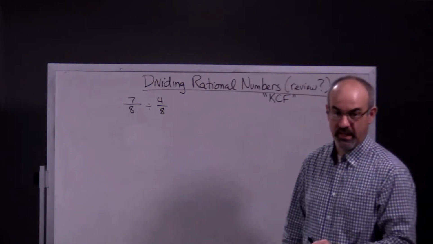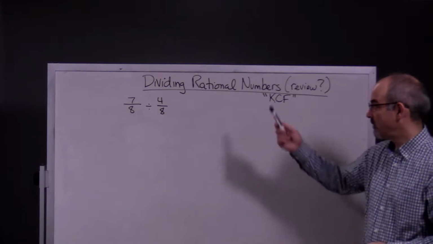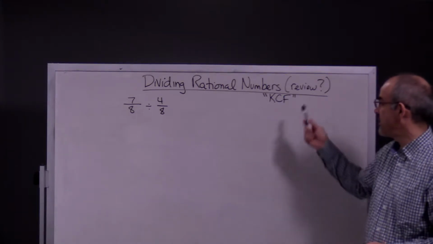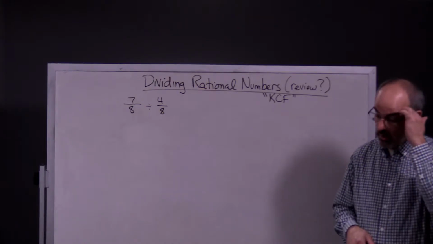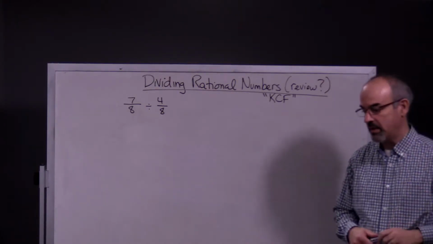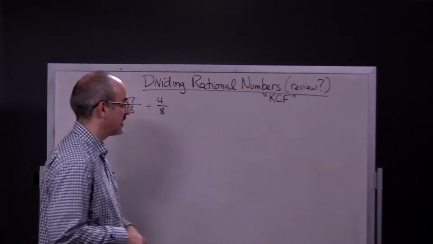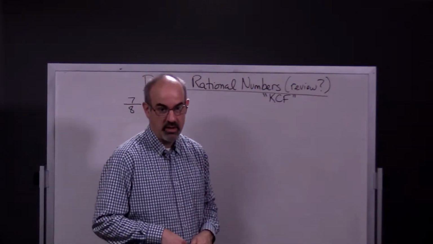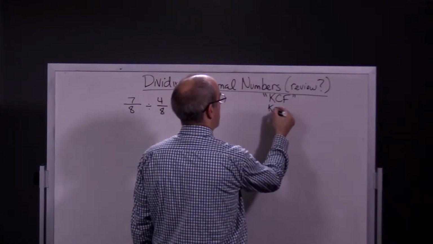Okay, since I can't remember if I talked about this in another video, I'm going to go over dividing rational numbers. That's why I put review. I might have already covered this, but I don't think that I did. I can't remember. I don't remember talking about keeping, changing, and flipping. That's what KCF means. Keep, change, flip.